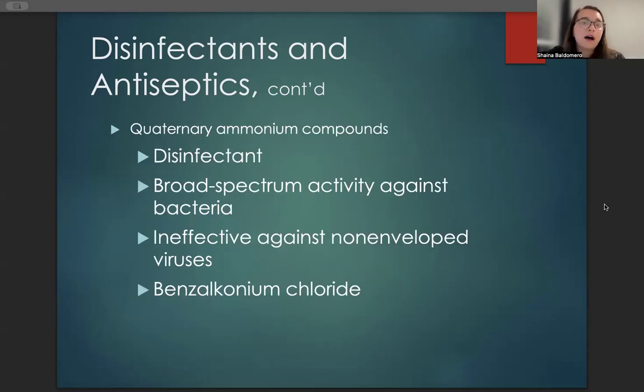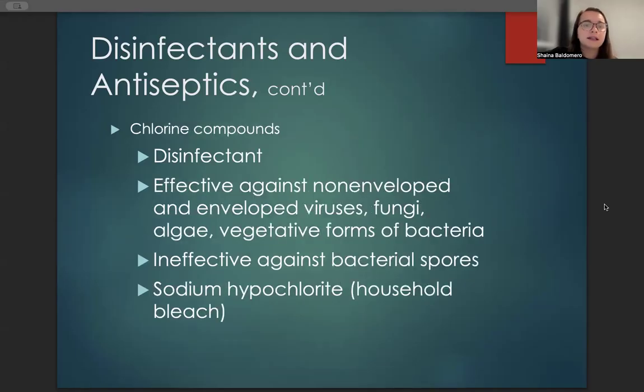There's also quaternary ammonium compounds. These are different disinfectants that we can use that are going to be very broad spectrum. But certain compounds can be ineffective against non-enveloped viruses. The one that we like to use in class is called Excel, and it's a really highly concentrated version of hydrogen peroxide, super concentrated. And it pretty much eradicates nearly everything. We use super powerful disinfectants.